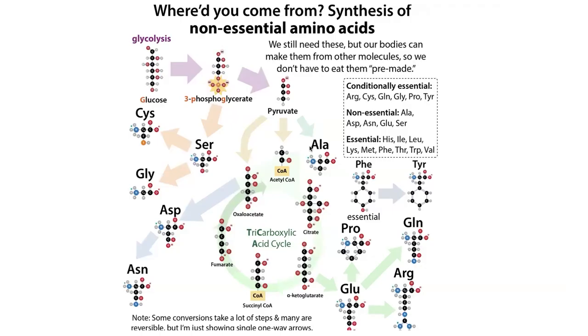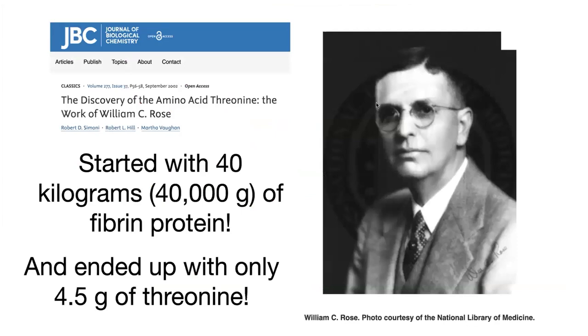Threonine is essential in a dietary sense, so we need all of these amino acids, but some of them we can make ourselves. Threonine is not one that we can make ourselves, and so instead, we are going to actually have to get it through our diet. And we know this thanks to William C. Rose, who also discovered threonine. And so I want to tell you about his work.